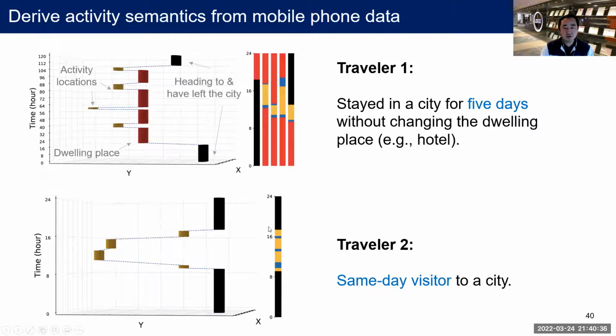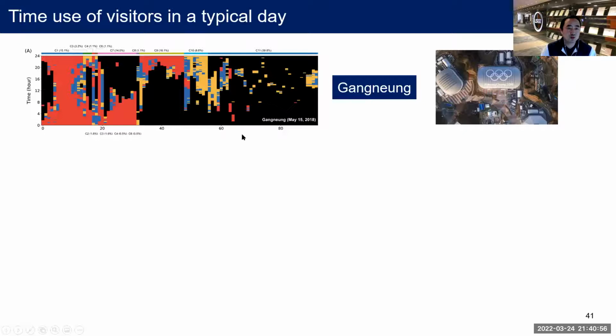We can also analyze the travel patterns for different types of travelers. For example, this person is very different. He didn't stay overnight, right? He came to the city in the early morning, visited a few places, and then left. So basically, we can automatically identify the time used for each traveler in any city we want. And then we can start to plot out these types of diagrams to look at the time use of travelers or tourists in a city.